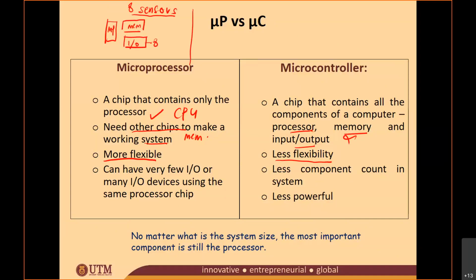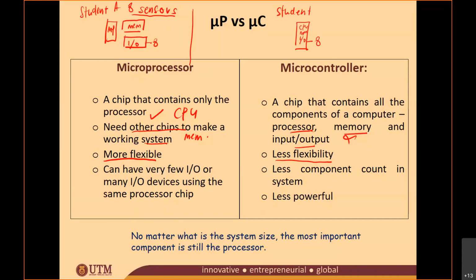So student A dia pakai micro P, while student B, dia tak nak pakai micro P. Okay, he is going to buy a microcontroller. So dia beli satu microcontroller. Okay, so this microcontroller dah ada CPU, memory dengan I/O. So the I/O yang support by this chip yang dia beli adalah 8. Kenapa 8? Sebabnya dia nak pakai 8 sensor.